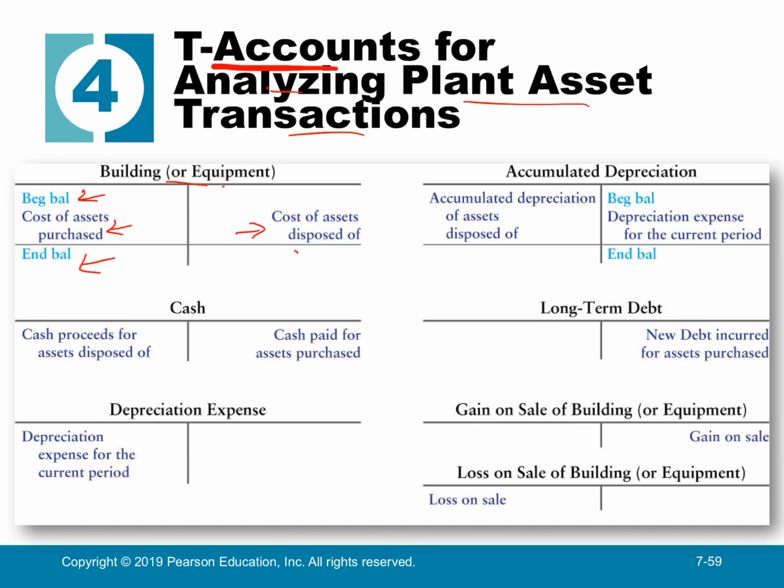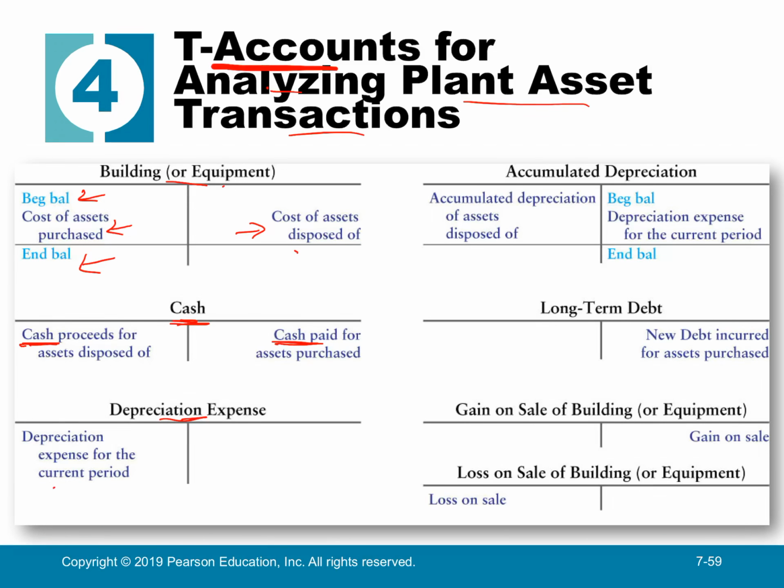What happens for cash when it comes to plant asset transactions? Well, if you dispose of property, plant, and equipment, that means cash comes in. If you buy property, plant, or equipment, cash usually goes out, right? Unless you buy it with something like accounts payable. But again, we're dealing with the cash account here.